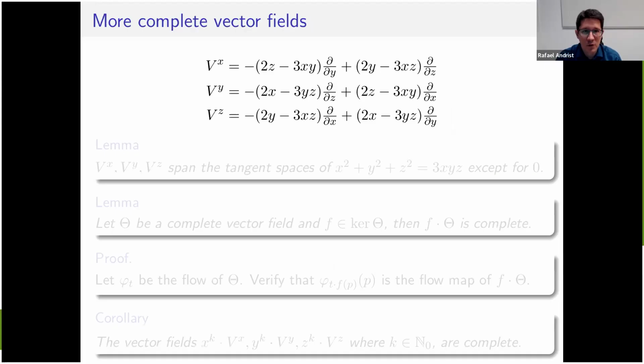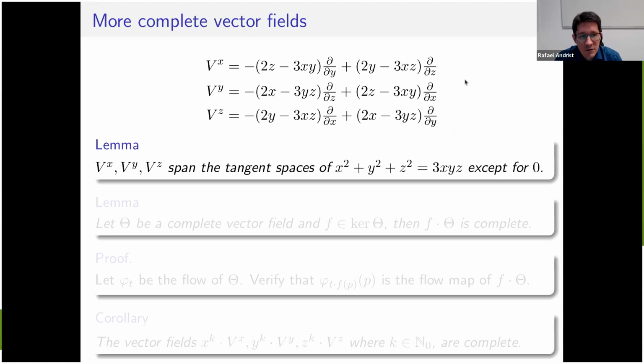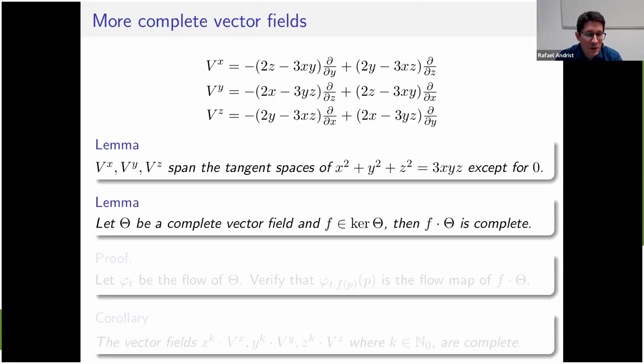But now, of course, because of the symmetry, we can play this game with all the other coordinates as well. I can just permute x, y, and z, and I get the vector field Vx, I get the vector field Vy, and they will also be complete and tangential. And then we notice, it's a very simple computation, that these vector fields span the tangent space, except in the origin, of course. And now I need some small lemma. It's of course in the context of algebraic geometry well known.